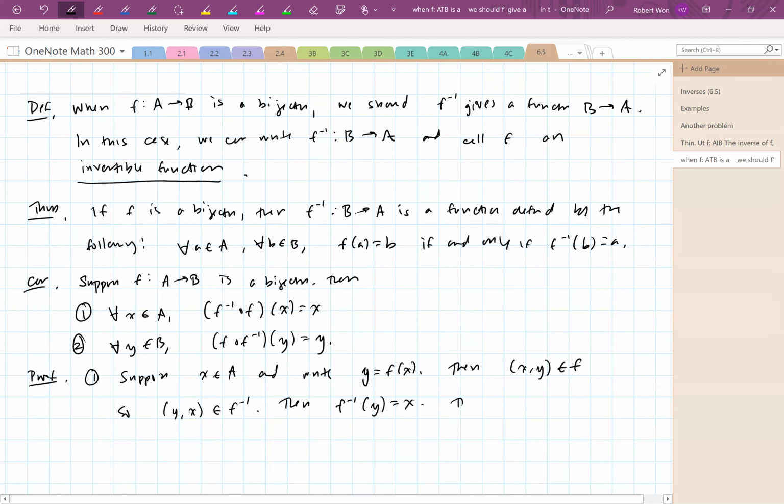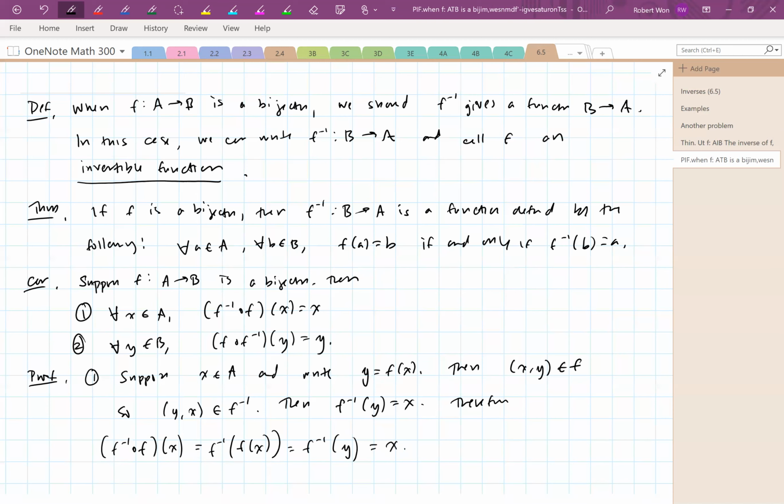Right? Therefore, let's consider this quantity, f inverse of f of x. By definition, this means you first do f of x, and then you apply f inverse to the output. But f of x is just what we were calling y. And then f inverse of y is just x, which is what we wanted. The second part essentially has exactly the same proof, but you just start with a y in B, and you just do this process again. Okay?